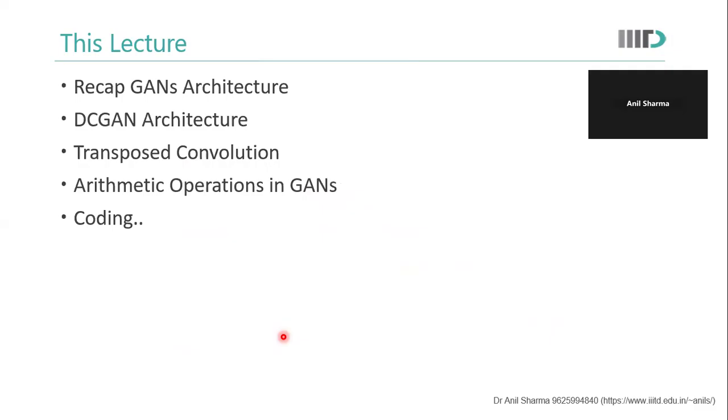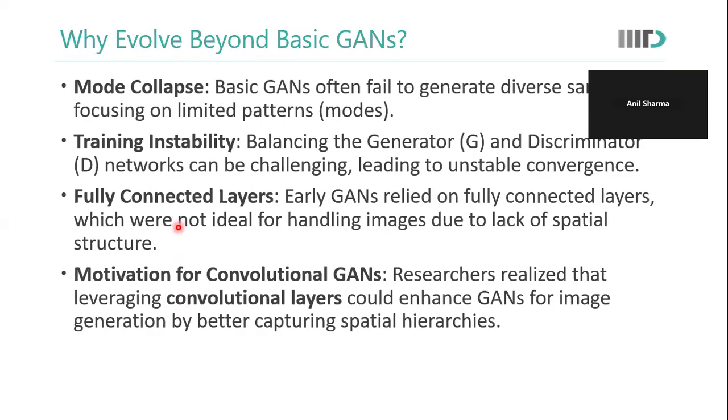In this lecture, we will recap the GAN architecture. We'll see the DCGAN architecture. We'll see transpose convolution, which I think is very new for you. I think you know it by some other name, which is a wrongly pronounced name for transpose convolution. And then we'll see how arithmetic operations are supported in GANs, and then we'll do some coding.